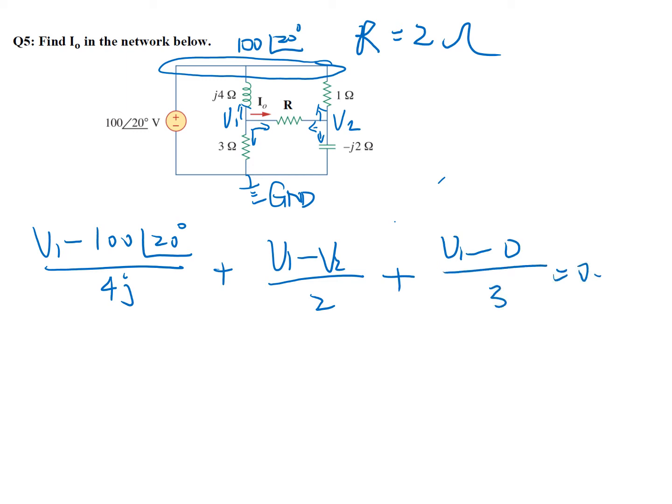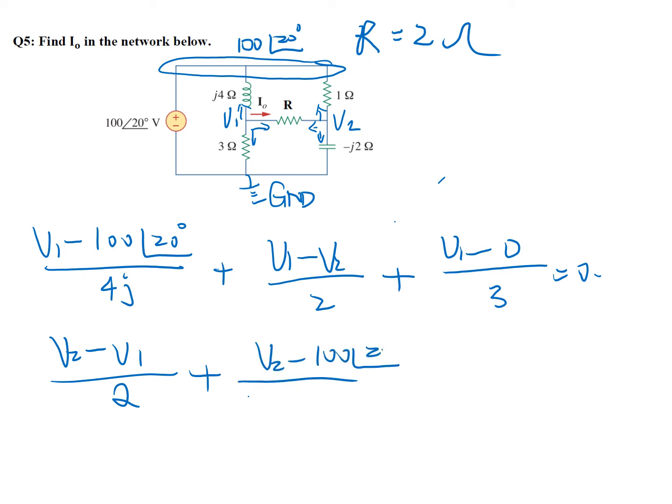And similarly for node 2, we can write the KCL equation there too. That's (V2 minus V1) over the resistance R, which is 2 ohm, plus (V2 minus 100∠20°) over 1 ohm, plus (V2 minus 0) divided by negative 2j is equal to 0. And we have 2 equations, 2 unknowns.